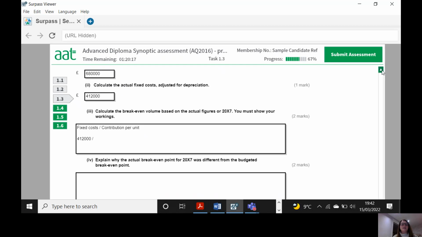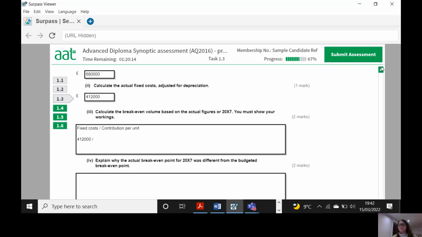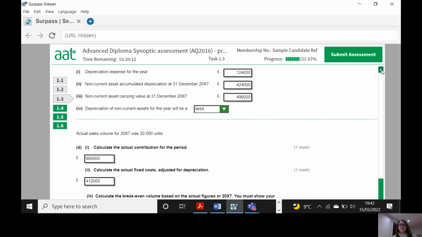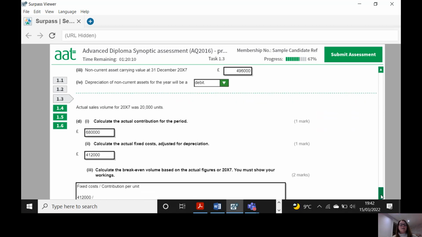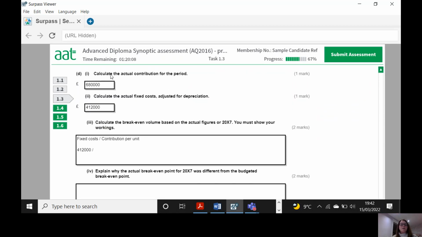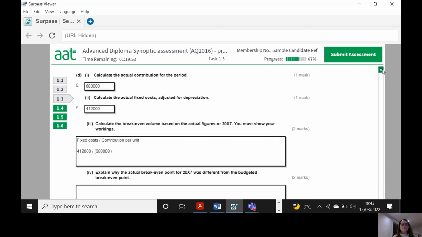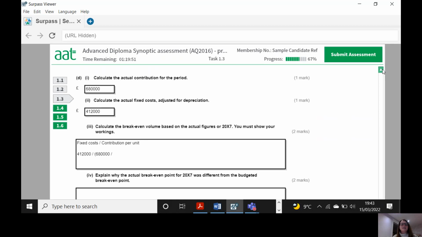Oh, come on, computer. What's the matter with it? Oh gosh, sorry. Right, so we've just worked out the actual contribution is 680,000, but I want contribution per unit. So let's do 680,000 and then divide that by the number of units. So I think it just told me it was 20,000 units.